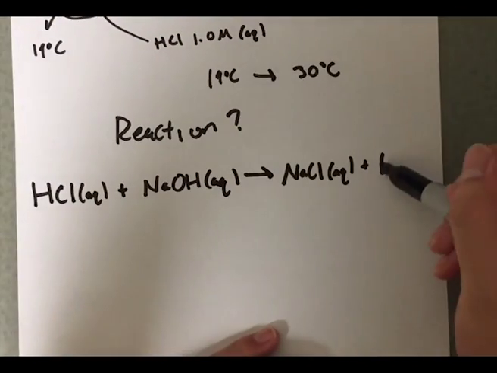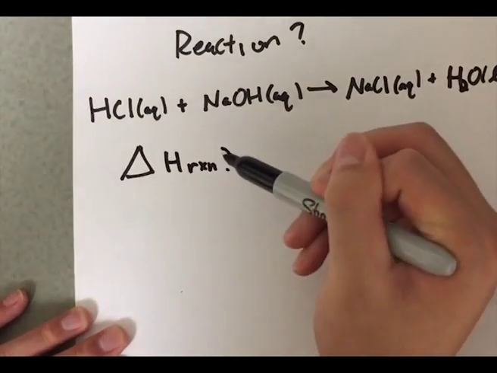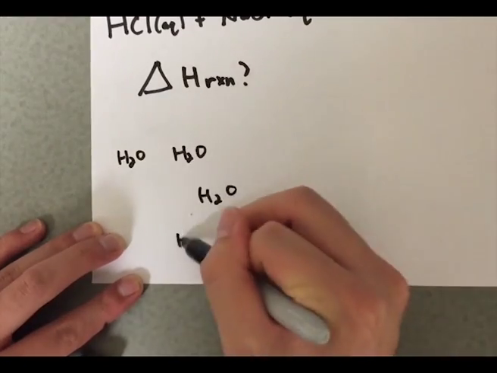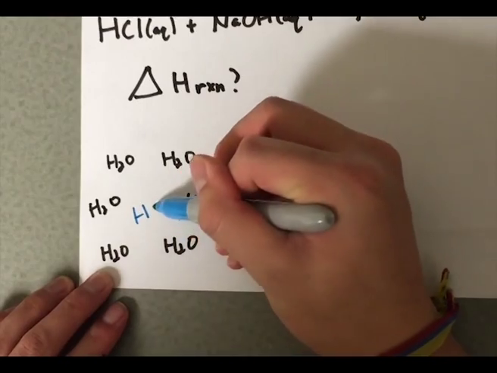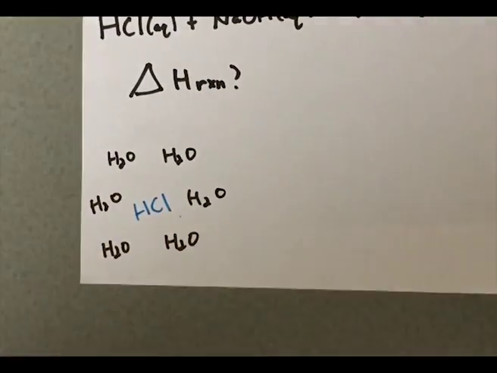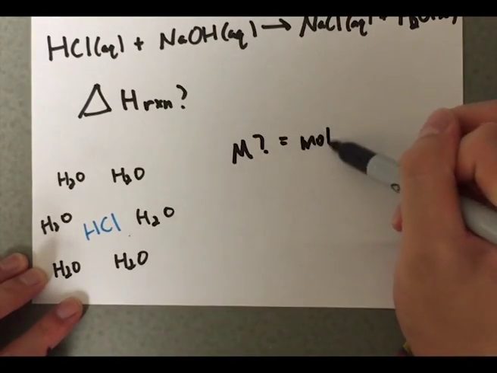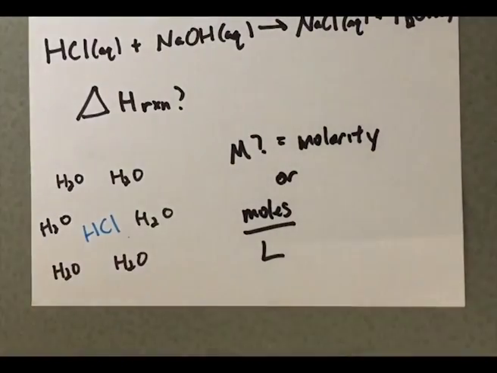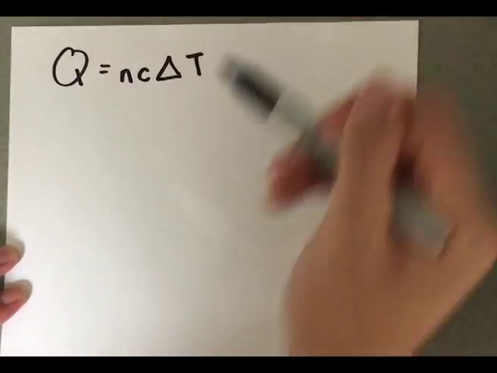Enthalpy is defined as the quantity of the total heat content of a system and is denoted as capital H with units in kilojoules per mole. First, we need to define what the system and the surroundings are. The 1 molar hydrochloric acid is the system, and the water will be defined as the surroundings. Molarity is expressed in units of moles per liter. The equation we will use to solve this problem is Q equals NC delta T.